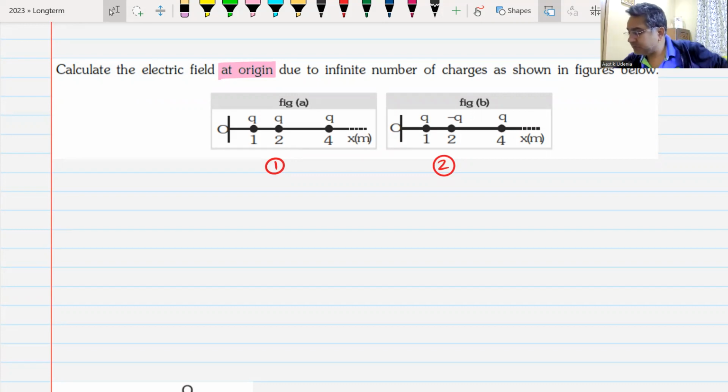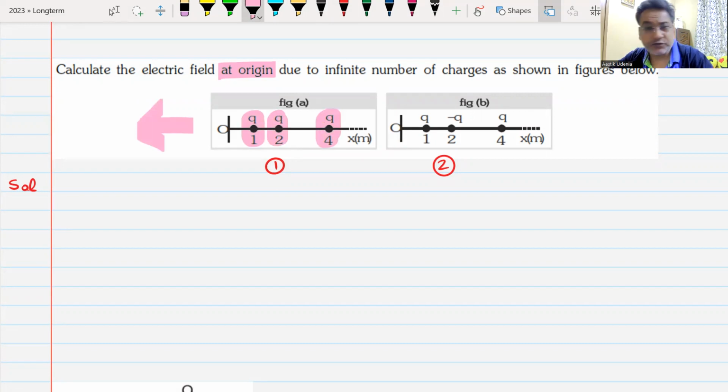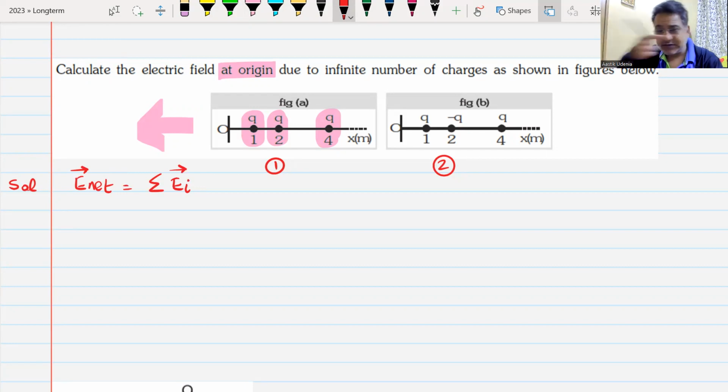If I talk about case number 1, the electric field due to the first charge, second charge, or any charge will always be directed in this direction. At the point O, it will be going away from the origin. So all the electric fields are getting added up. The net electric field, vectorially, is the summation of E_i. All the electric fields are going in the same direction, towards the left.